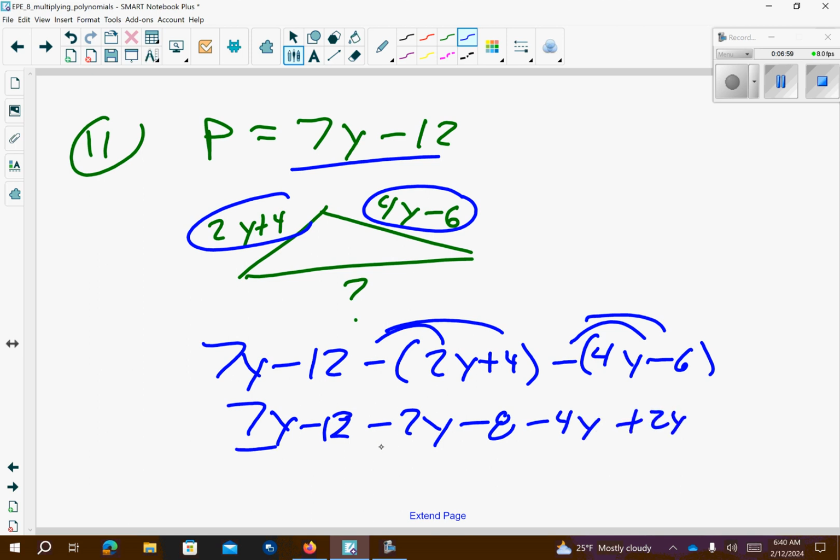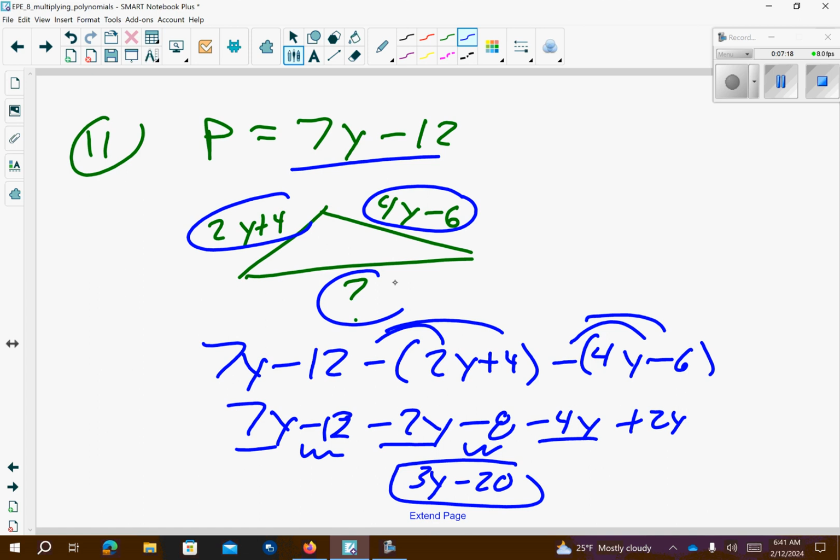So 7y minus 2y is 5y minus 4y is 1y plus 2y is 3y. And then I have negative 12 minus 8 is negative 20. So that's our missing side. That's what that side would have been.